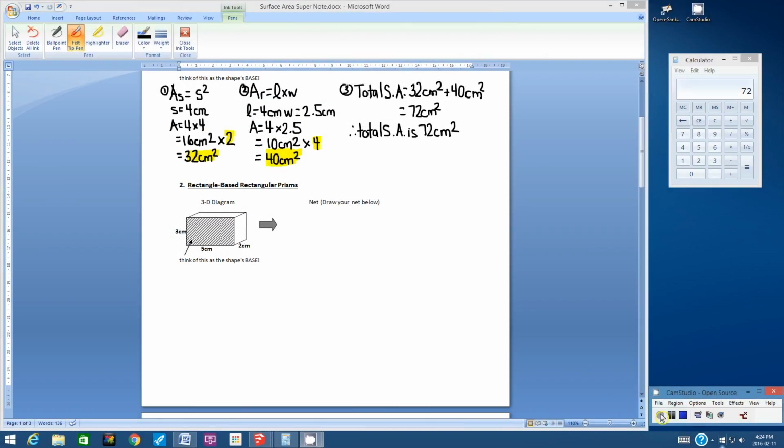Hello students, welcome to this video tutorial on the surface area of a prism, part 2, a different type of rectangular prism called the rectangle-based rectangular prism. So let's have a look at this 3D diagram.